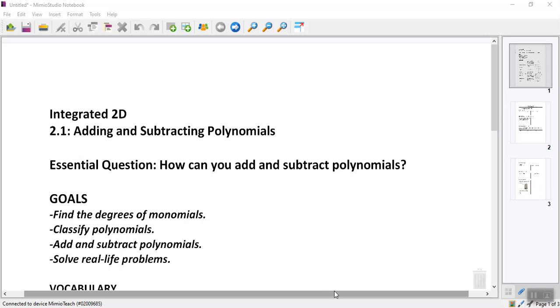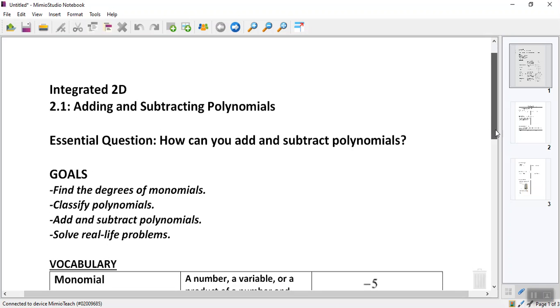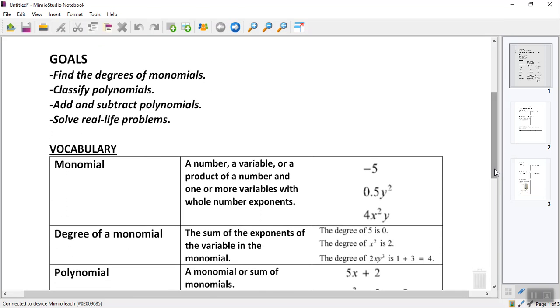There are only three types of polynomials we talk about, but I'll let you know what that looks like here in a bit. But guys, adding and subtracting polynomials, the question really says, how do you add and subtract polynomials? Well, I don't know, because I don't even know what a polynomial is, so we're going to figure that out. How about some volunteers to read my goals today?